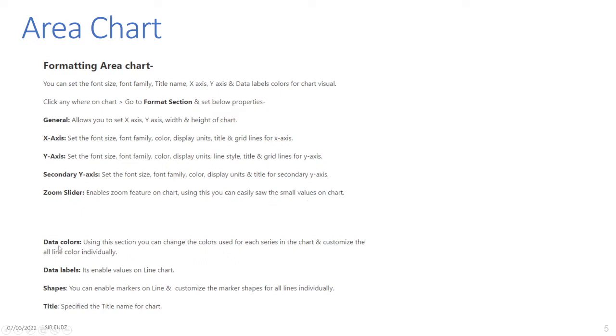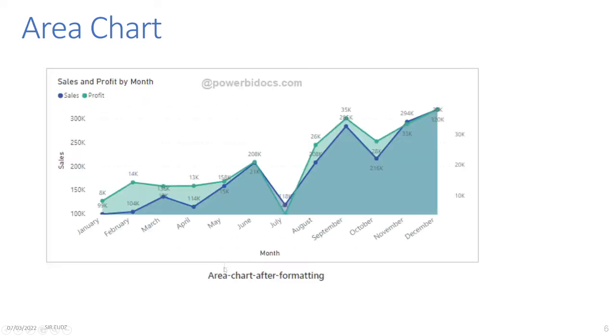So we have the data colors, data labels, and shapes. You can enable markers online and customize the marker shapes for all lines individually, and then specify the title. You should notice here we use the circle or the dot for the shapes. So this will be the final output of the area chart. Of course, you can make some changes if you want.